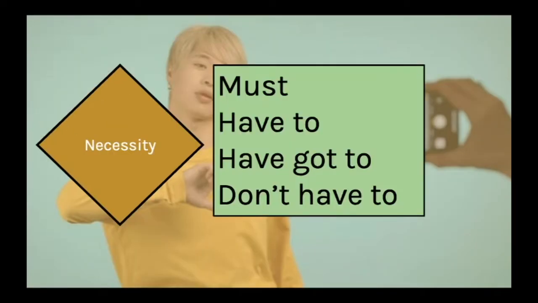These are the modal verbs we use when we talk about something, an activity that is necessary or that we need to do. For example, we use must, have to, have got to, when something is necessary, when there is an activity that you need to do, or we use don't have to in case that it is not necessary.